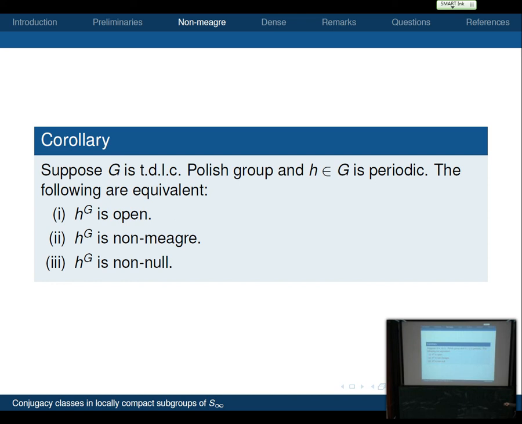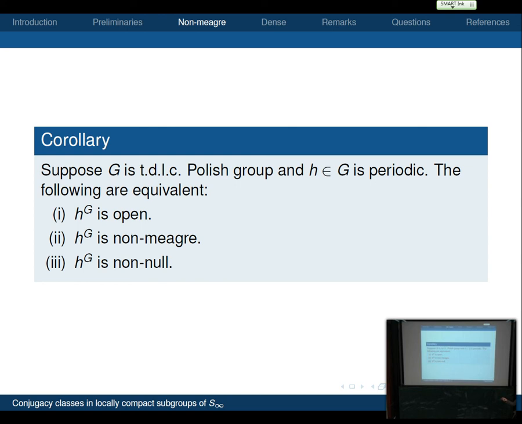Suppose G is a T.d.l.c. Polish group and H in G is periodic. Then the following are equivalent. 1, the conjugacy class of H in G is open; 2, the conjugacy class of H in G is non-meagre; and 3, the conjugacy class of H in G is non-null. And so the proof isn't so hard.